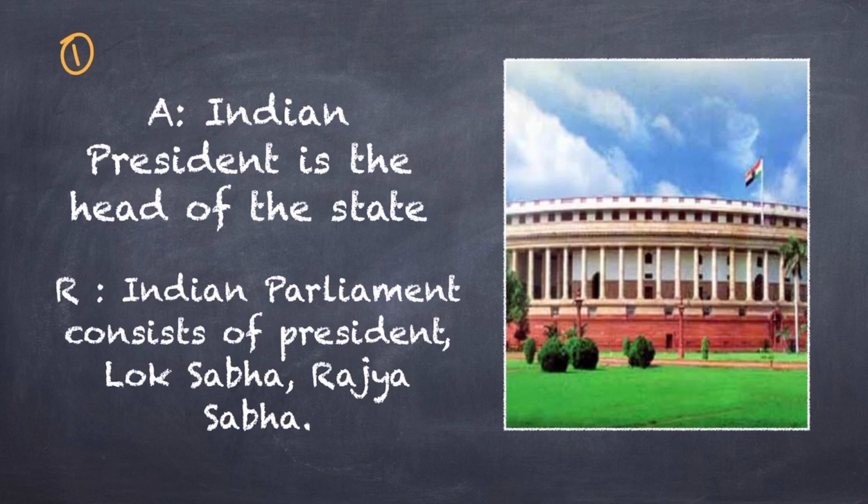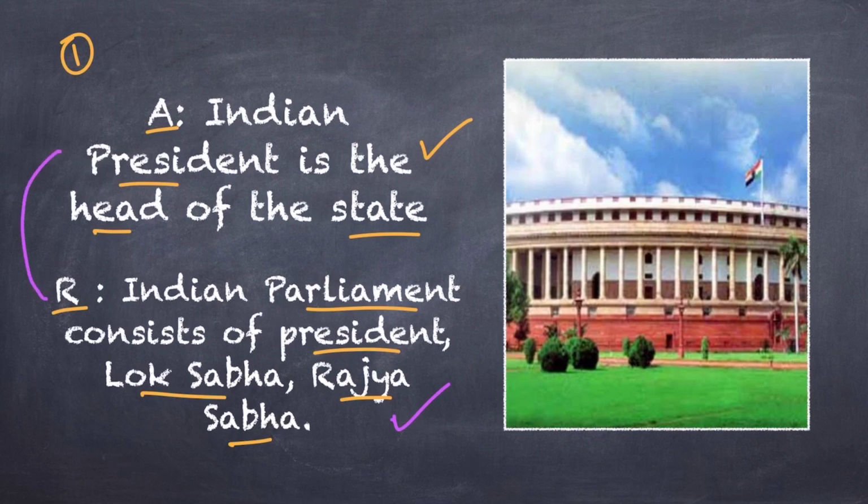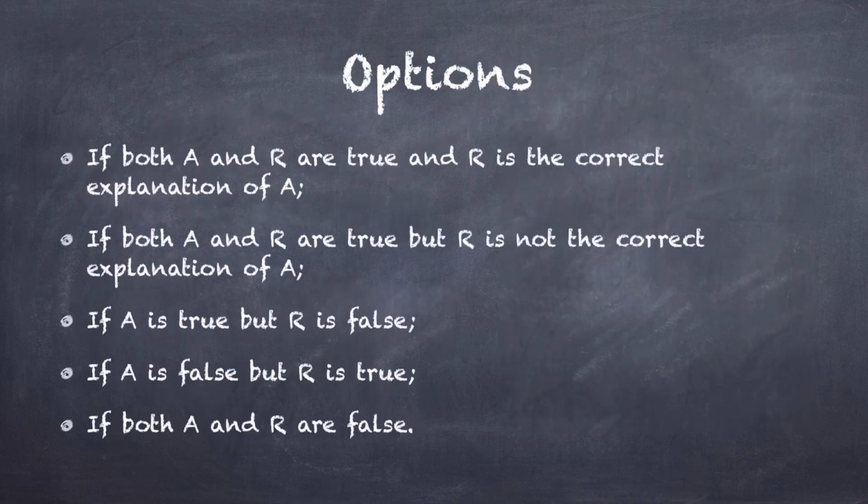Here is the first question. The assertion is given as such. Indian president is the head of the state. And the reason? Indian parliament consists of president, Lok Sabha, Rajya Sabha. Based on our knowledge, we know that president is the constitutional head, so the assertion is true. So is the reason. But in this case, the reason is not the correct explanation for the assertion. They are two independent events. So if both A and R are true, but R is not the correct explanation of A, we have to pick option B, that is the second option.